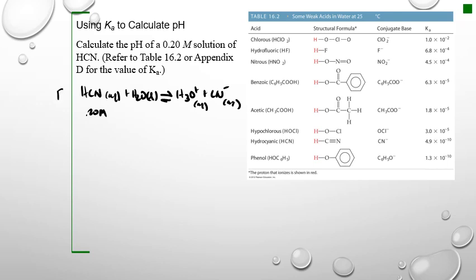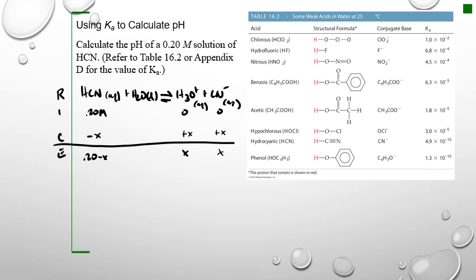I'm going to set up a RICE table here. I would have 0 and 0 initially for H3O+ and CN-. I do realize that with the water there is the 10 to the minus 7th for the H3O+, but it's so small it's not going to make a difference. So I know my reaction would have to shift to the right, which means at equilibrium I would have 0.20 minus whatever x happens to be, and I have x here and x here.